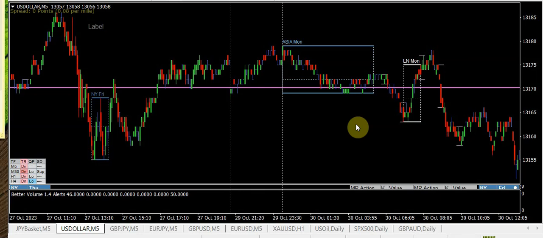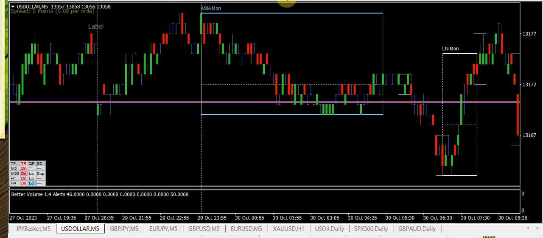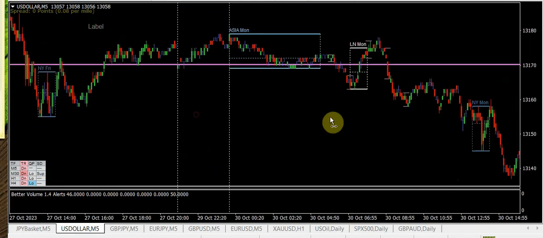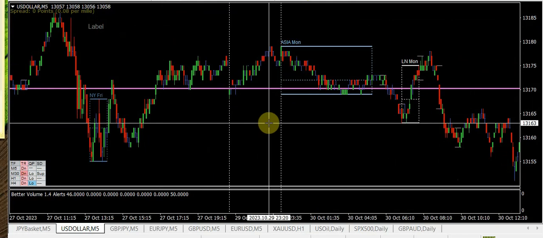Alright, we're looking at the dollar for the week beginning Monday 30th of October. So this is the dollar index. In box 1 we have nothing. By box 2 we've come down here, and you'll see in retrospect it went up. But in terms of clean levels, there's nothing really obvious here.